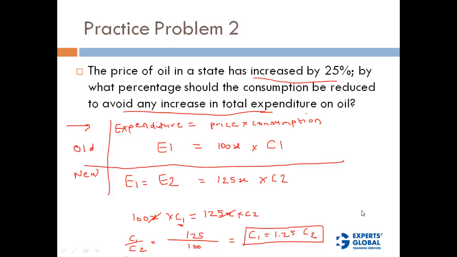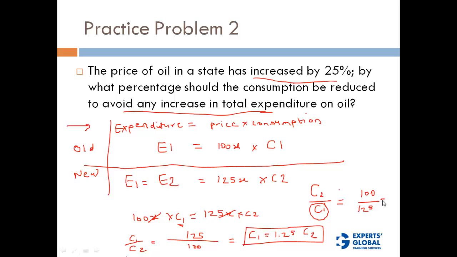The consumption will have to be reduced. If you want to find out by how much the consumption has to be reduced, we'll have to find out C2 by C1 and not C1 by C2. That is because C1 is the base quantity. We are trying to find out how much the consumption has changed. So new value divided by old value. So we'll have to find out C2 by C1. So how much would C2 by C1 come? So it's going to be 100 by 125.